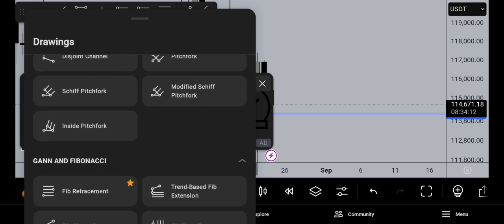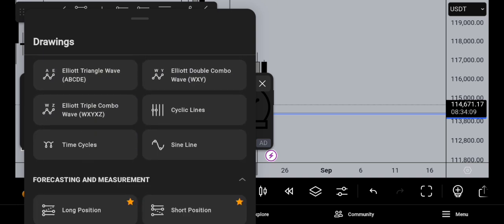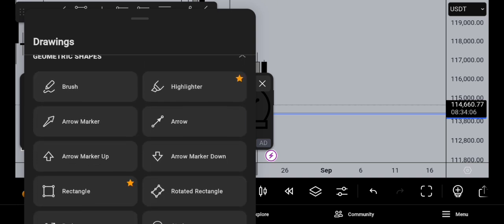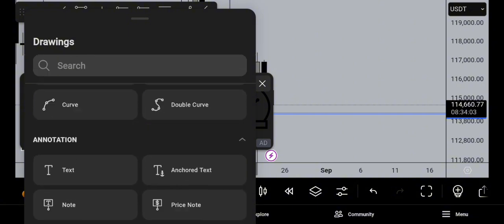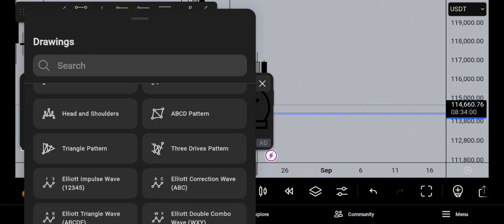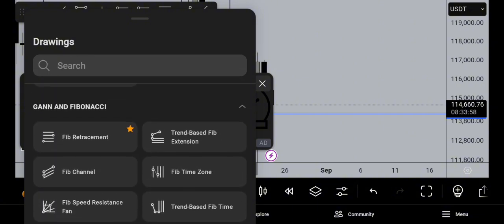Excuse me, let me look for where is it? Oh my god, sorry, I'm taking this long. Trying to draw something. Okay, never mind.